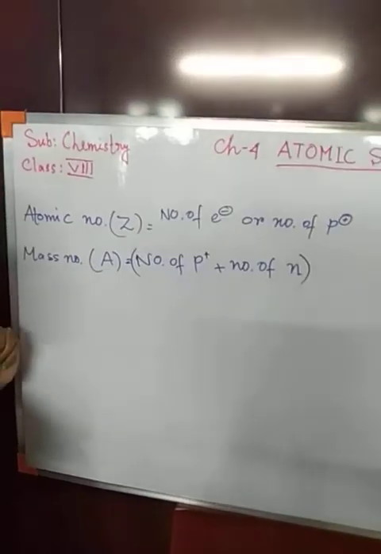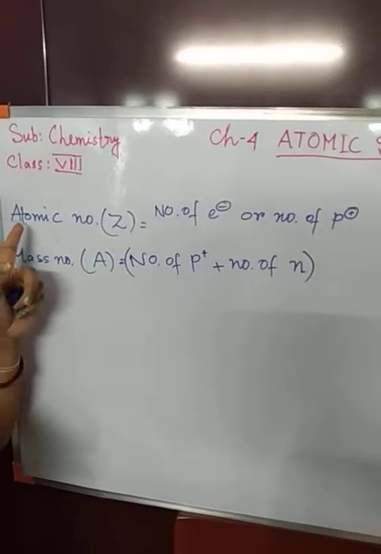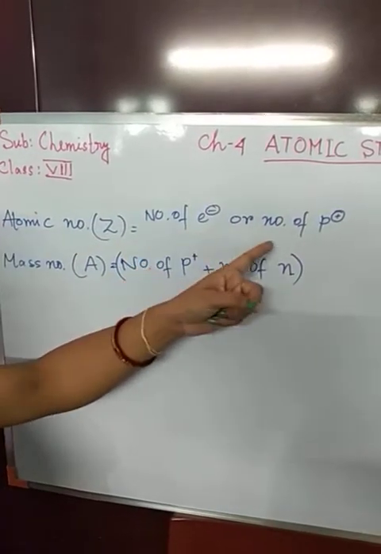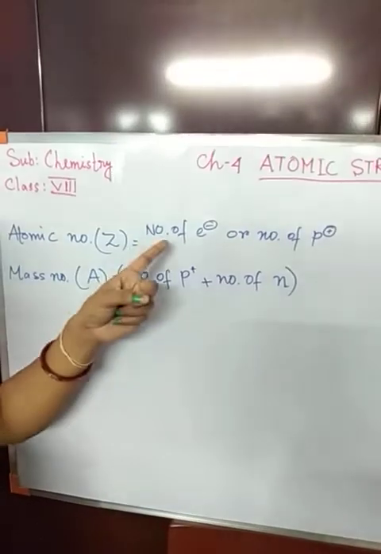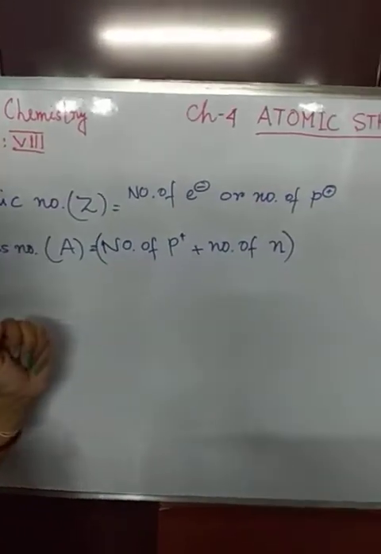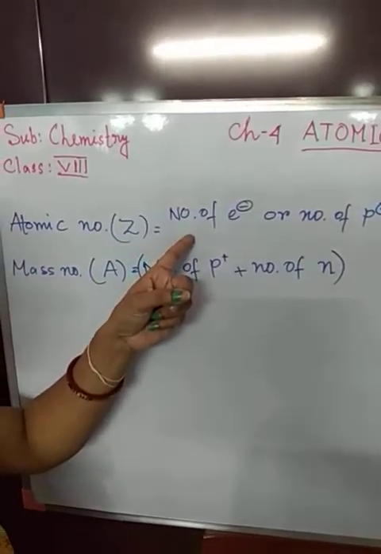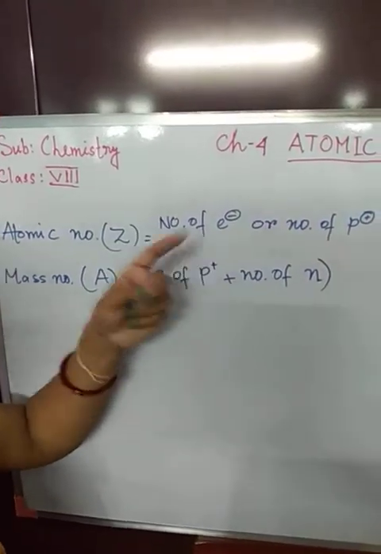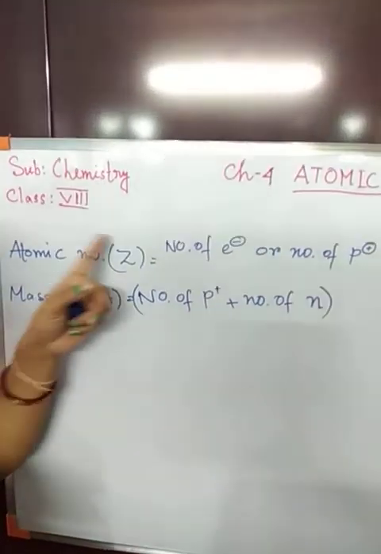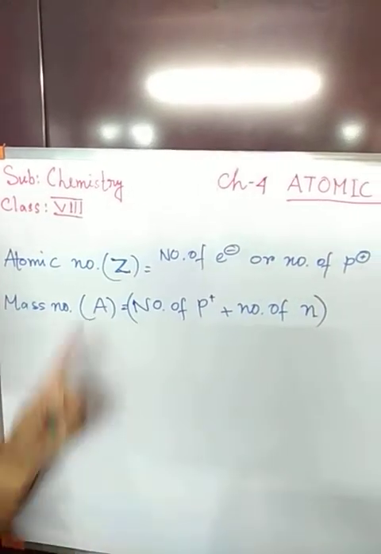In our last class, we learned about atomic number and mass number. What is atomic number? This is the number of electrons present in an atom, or the number of protons present in an atom. The number is the same, as the number of electrons and number of protons is the same for an atom. So atomic number can be given as the number of electrons or the number of protons, both can be given. This is denoted by Z.